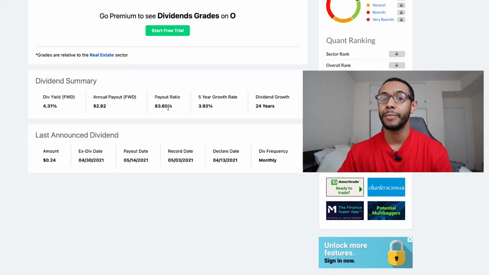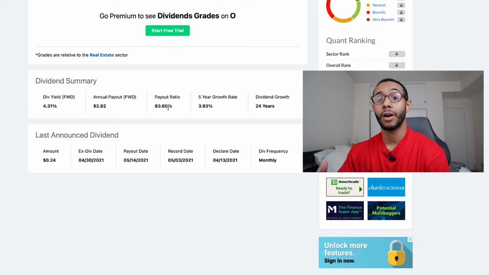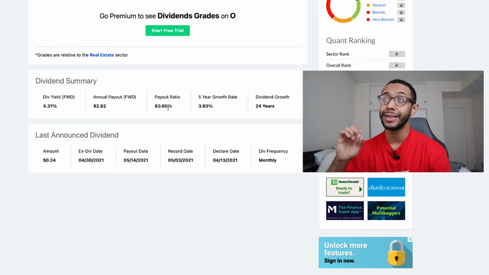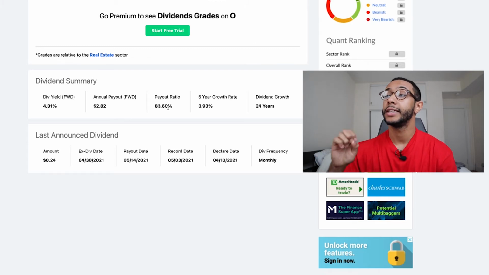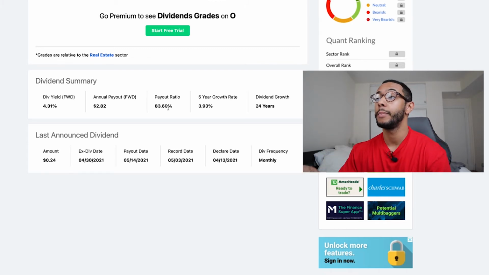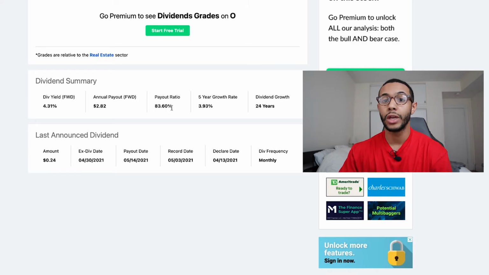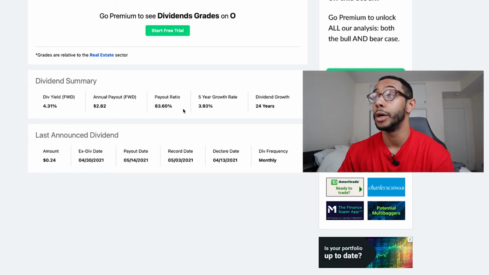But since this company is a real estate investment trust, a REIT, they have to pay out 90% of all their profits to their shareholders. They are legally required to do that. This is why I like real estate investment companies, because you get all of the profits, or the majority of the profits.